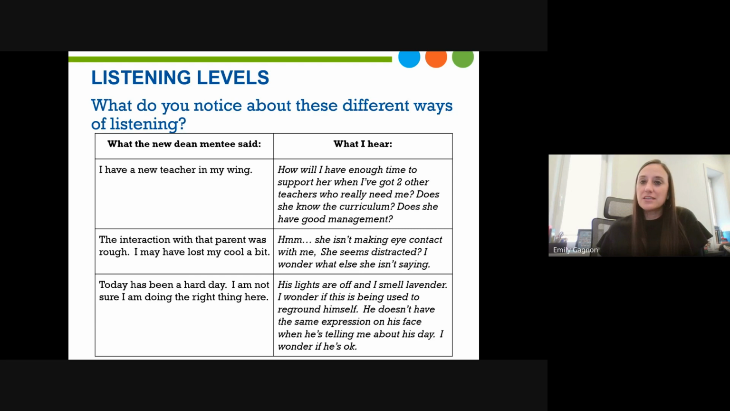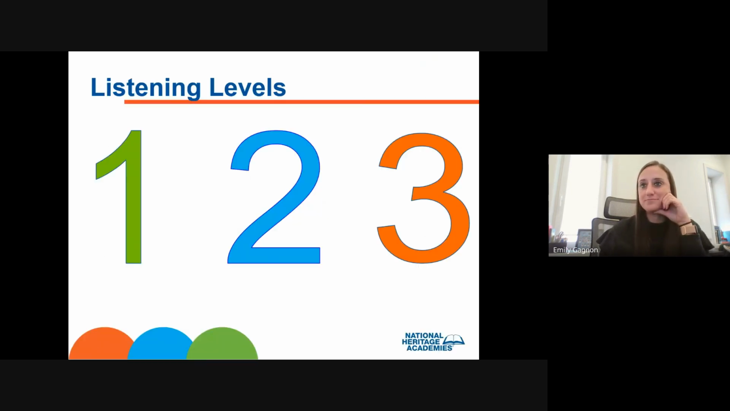Yeah, and they're looking now at more of the surrounding things, right? Like what's going on in the environment and automatically saying, I wonder if he's okay, right? So that's a different level of listening there too. So the first one is really about us, and the second one is what's not being said, and the third one is taking it even deeper. So let's dig into these a little bit more.